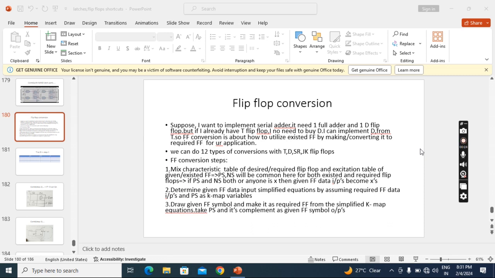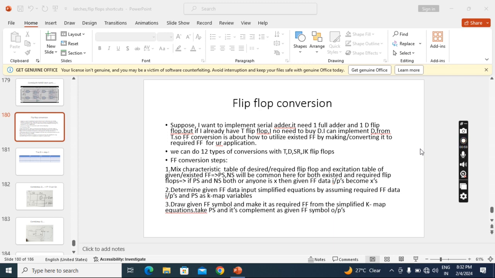Suppose I want to design a serial adder. I want one full adder and one D flip-flop. I have a full adder but I don't have a D flip-flop, I have a T flip-flop. So in this case, what are the options? I have to go and buy a D flip-flop. That is one option. Another option is, if I am able to convert or utilize that T flip-flop as a D flip-flop, then I no need to buy. This is the second option.